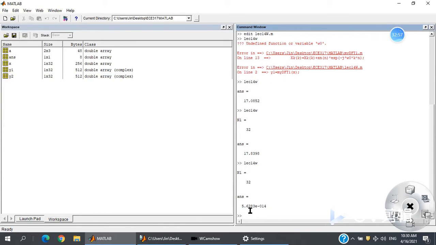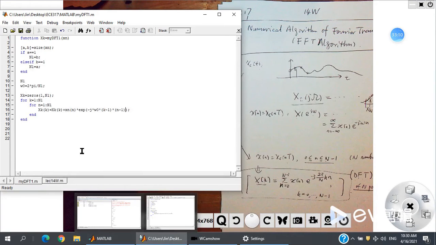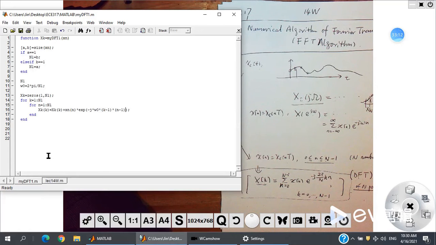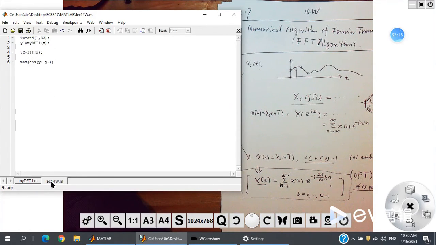Okay, now it's good. You see, the difference is some value times 10 to the negative 14th power. So it's a very tiny value. Okay, we have the same value. And so that means the result of my DFT1 function is the same as the FFT. Okay, these two are the same, but the time will be totally different.